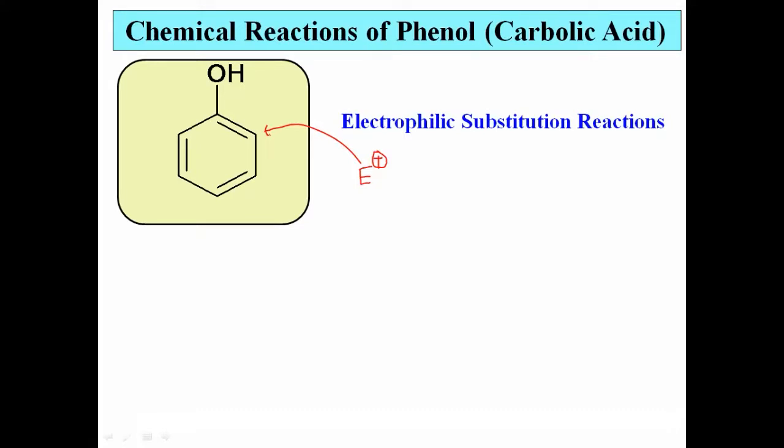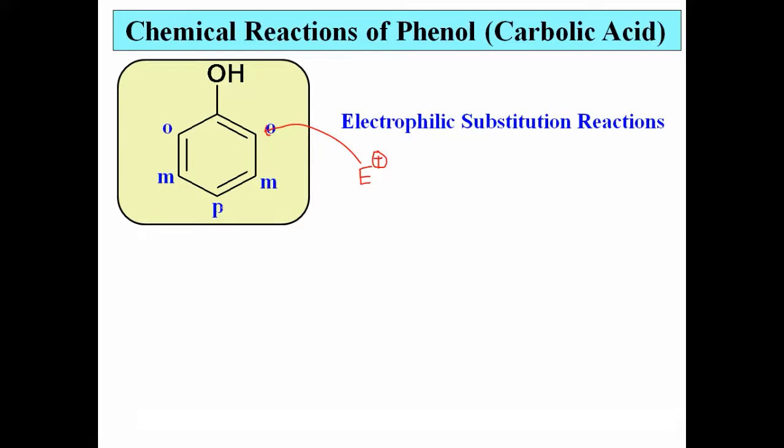Now, there is one question. At what position can the electrophile attack on phenol? Suppose these first 2 positions are ortho, the next 2 positions are meta, and this is the para position. Now the question is, during electrophilic substitution, at what position should the electrophile attack?